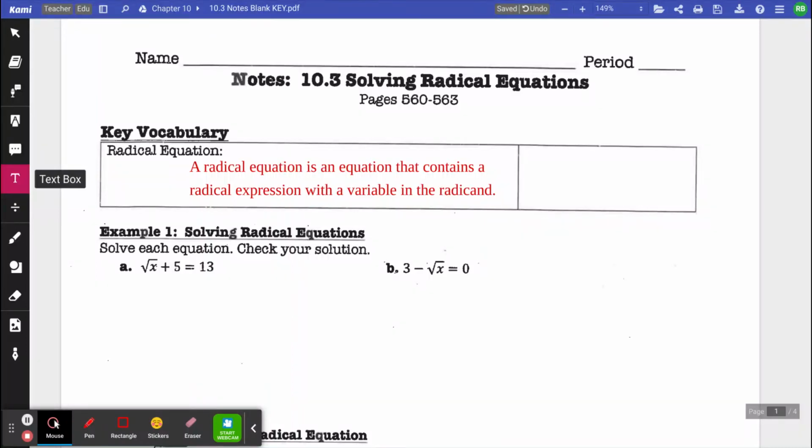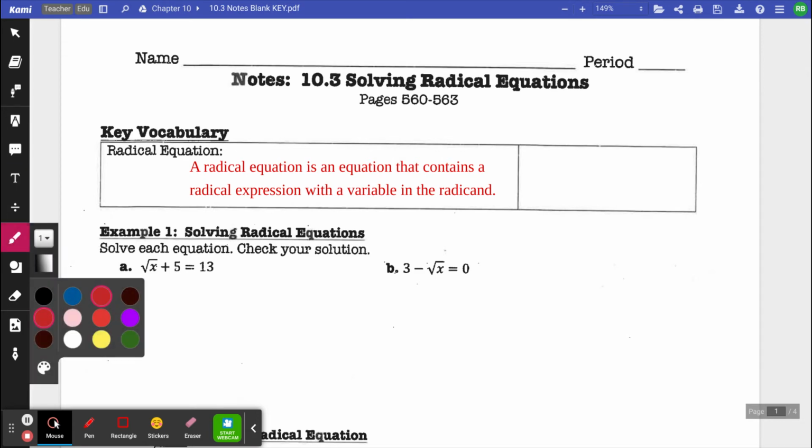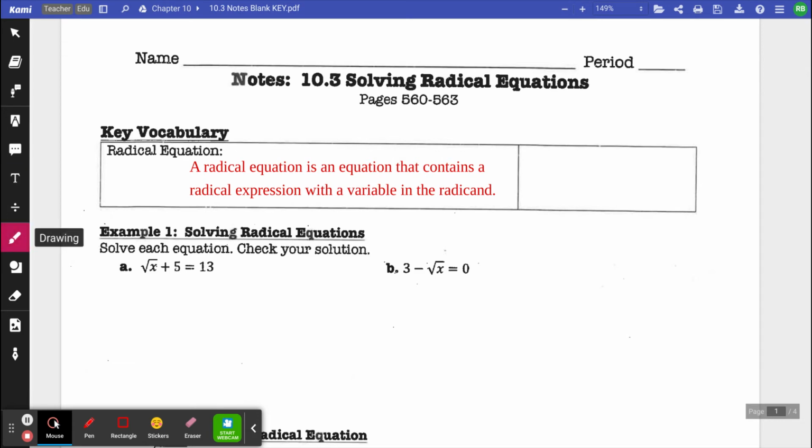Here are your notes for section 10.3, solving radical equations. So what is a radical equation? A radical equation is an equation that contains a radical expression with a variable in the radicand.